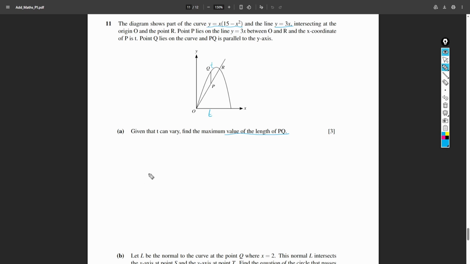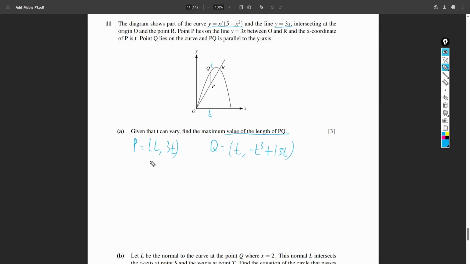To do that, we first find an equation for PQ. How do we do that? We first find the points P and Q. For point P, we know the x value is t, and we simply put t into 3x, so we get 3t. Q has the same x value t, and for the y value we input t and simplify, so we get minus t cubed plus 15t.